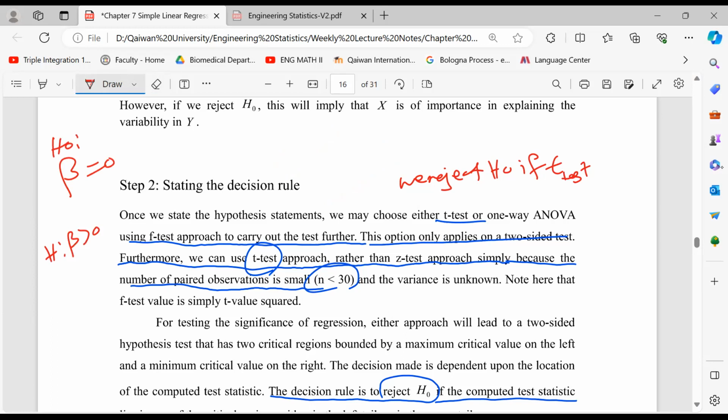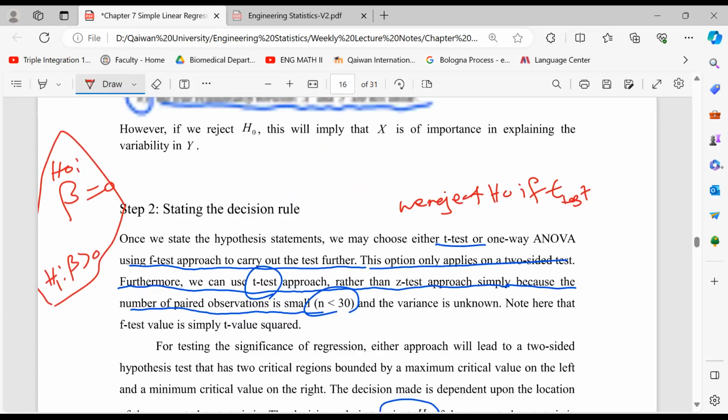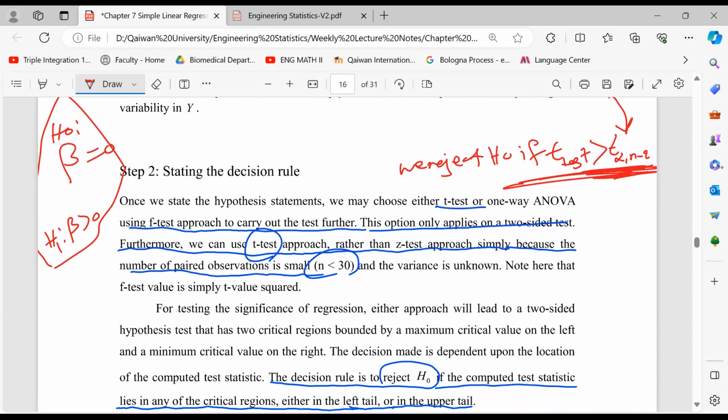If our hypotheses are these, in step 2 we write down that we reject H naught if t test is greater than t of alpha and n minus 2. In this step, we also find this value from the t table. N is the number of data, and alpha should be given in the example. Then we say if t test is greater than this value, we reject H naught. That's all you need to do in the second step.